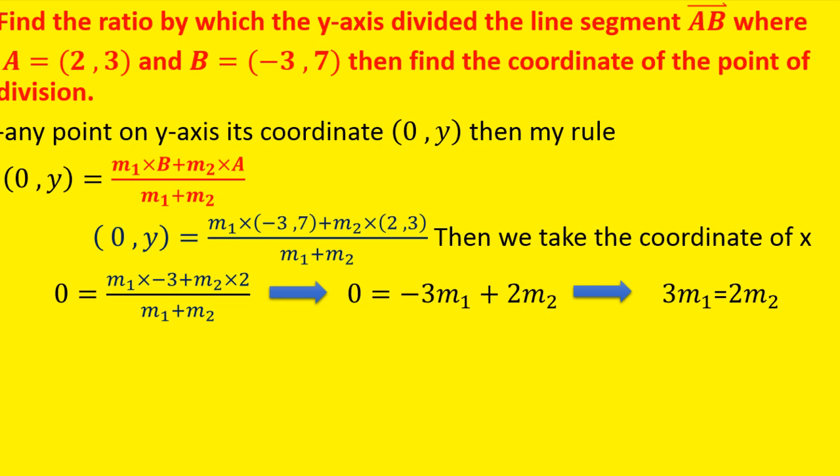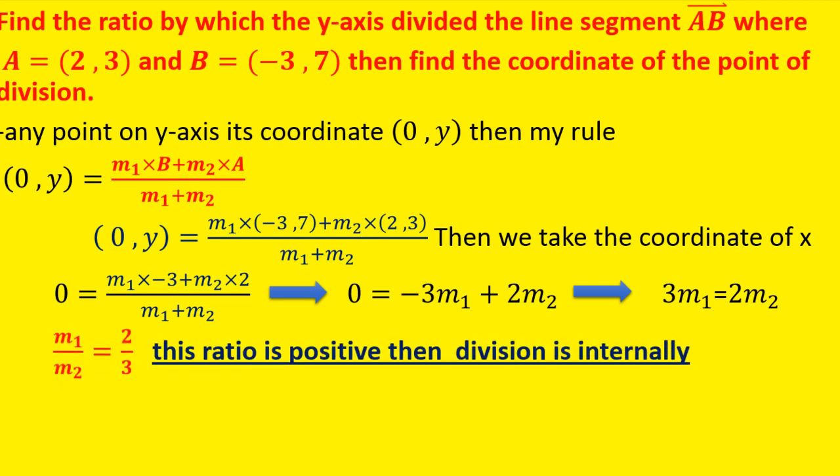So you can do cross multiplication now. m1 plus m2 times 0 will be 0, and m1 times negative 3 equals negative 3 m1 plus 2 m2. Move negative 3 m1 to the other side as positive: 3 m1 equals 2 m2. Then the ratio between m1 and m2 equals 2 over 3. Please remark, this ratio is positive, so this division is internally. 2 and 3, 2 over 3.